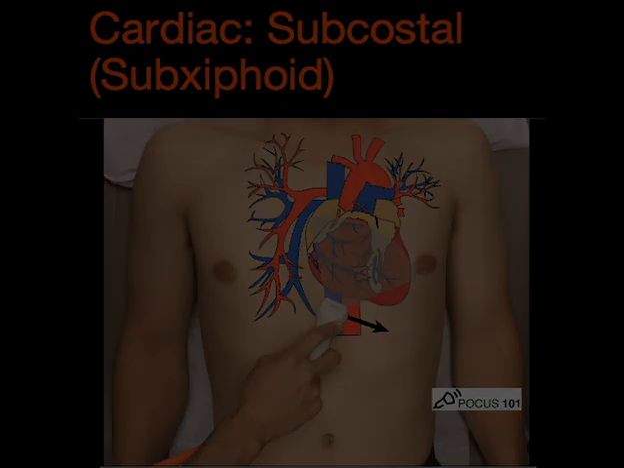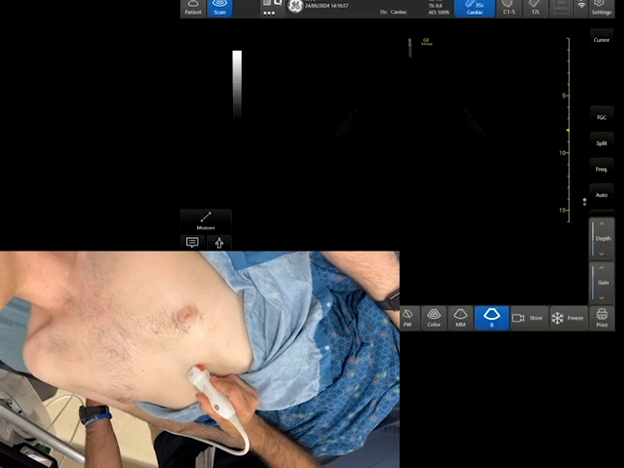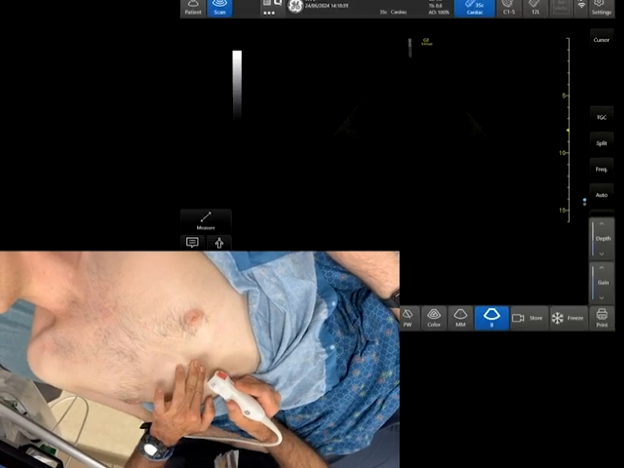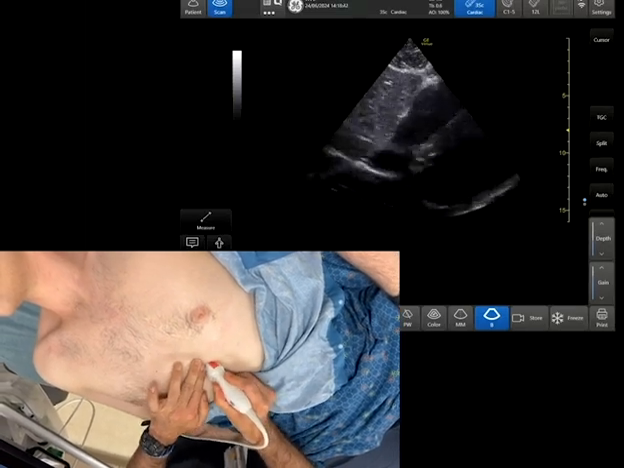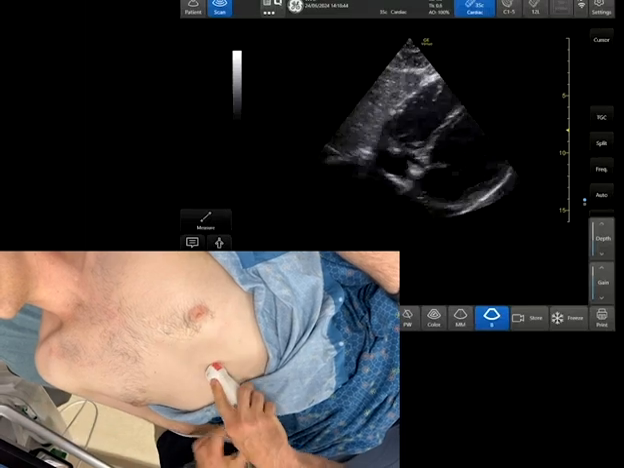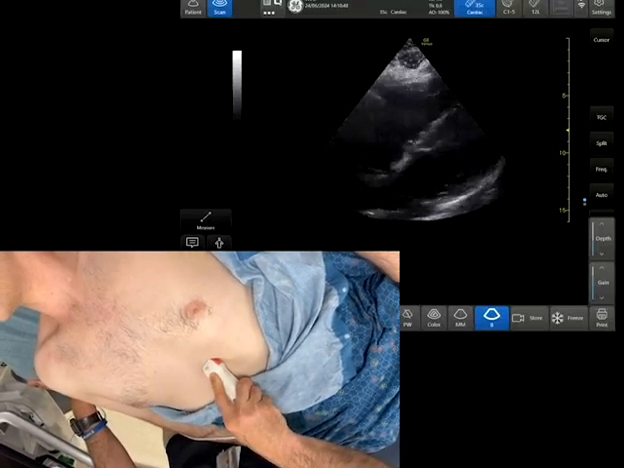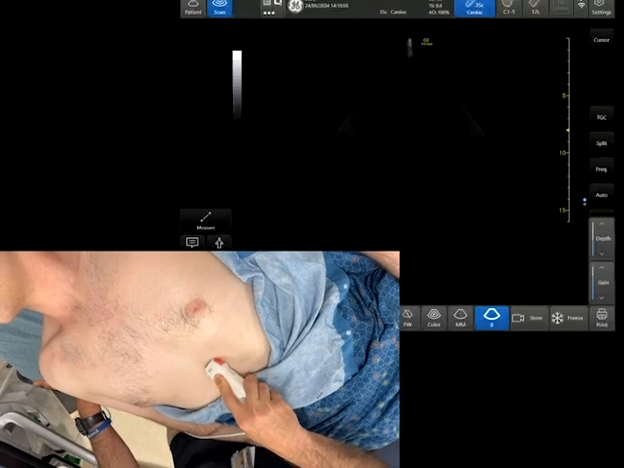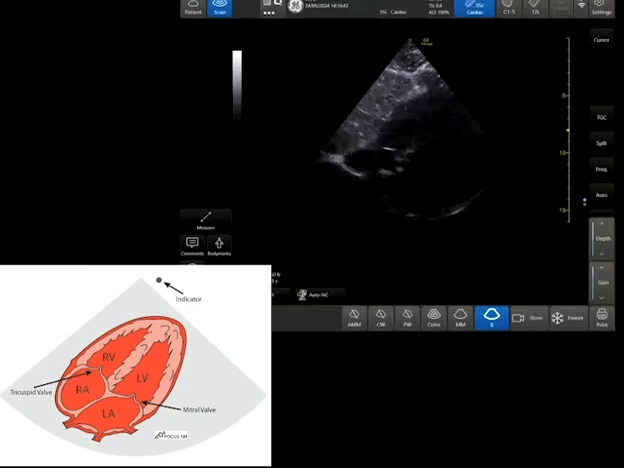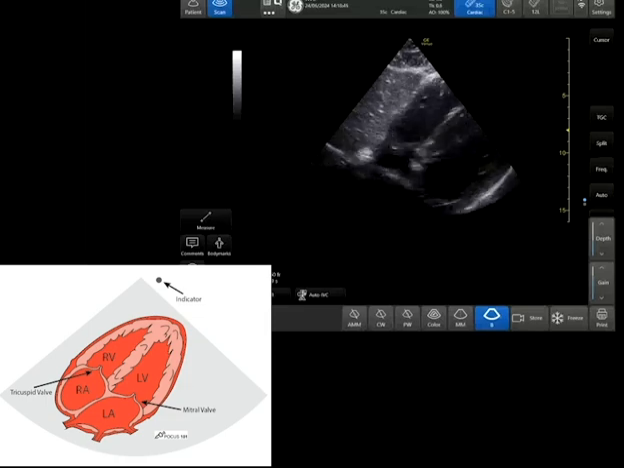To view the heart in the subcostal or subxiphoid view, you're going to start by finding the xiphoid process. Locate the end of the xiphoid process and place the probe just below it. Place your hand on top of the probe and add a lot of pressure. The indicator should be pointing to the patient's left. The right side of the heart should be next to the liver.